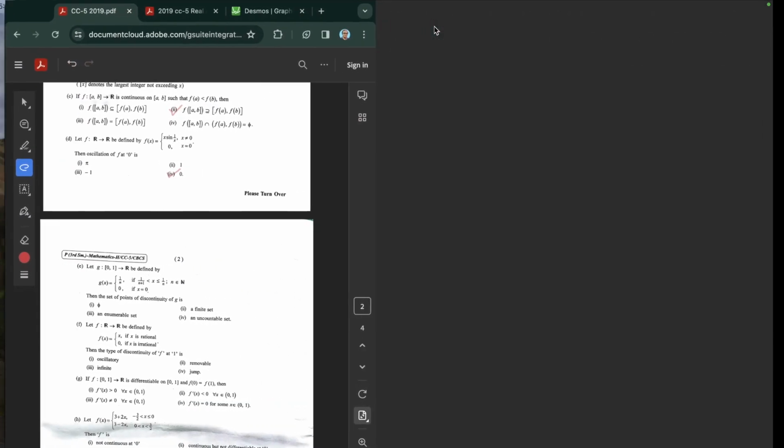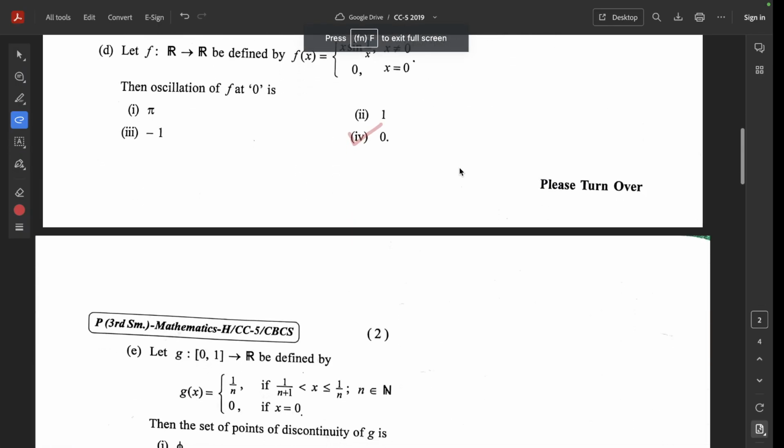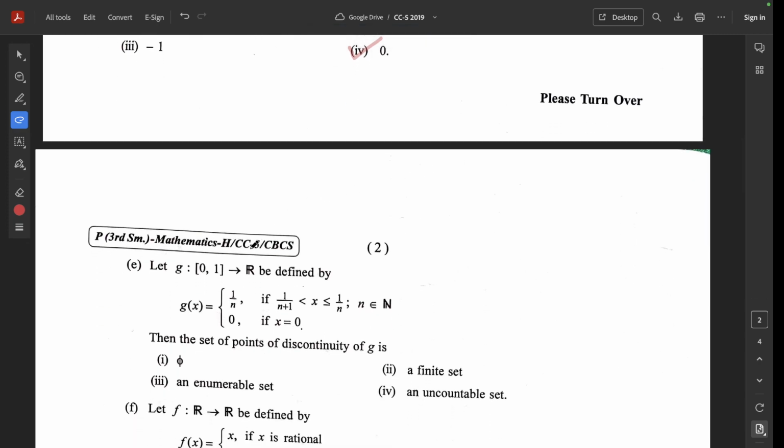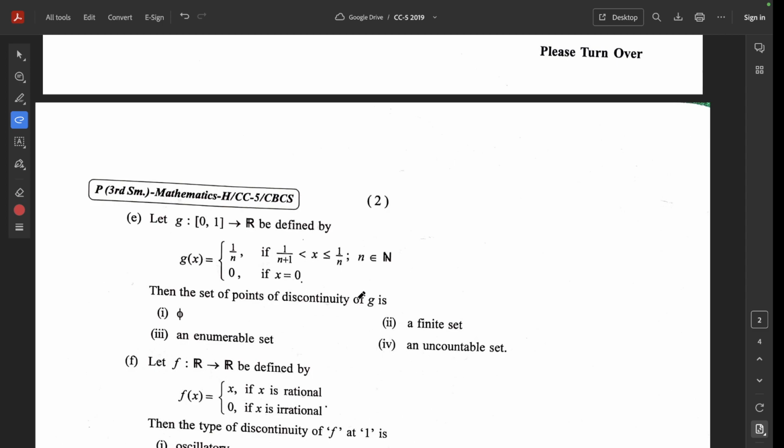Next question. Question E. Let G map from the closed interval 0 to 1 to the set of real numbers R, be defined by G(x) equal to 1/n if 1/(n+1) less than x less than or equal to 1/n, n belongs to the set of natural numbers N, and G(x) equal to 0 if x equal to 0. Then the set of points of discontinuity of G is, the correct answer is, an enumerable set.